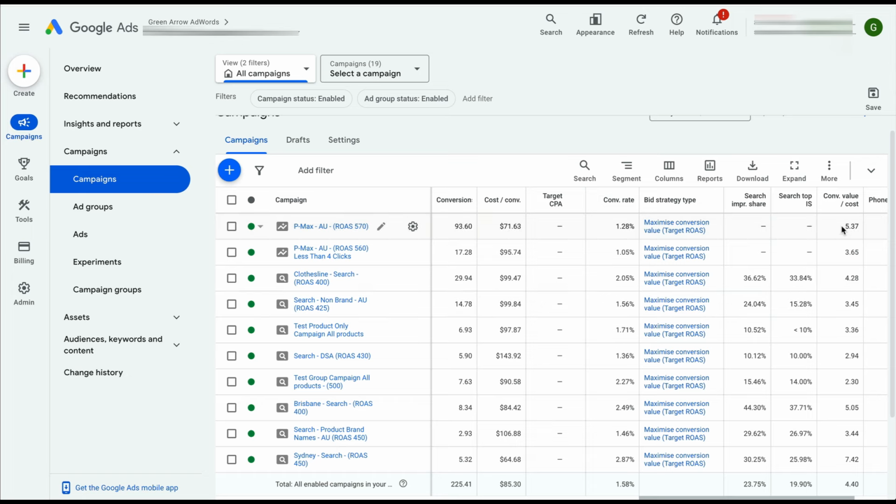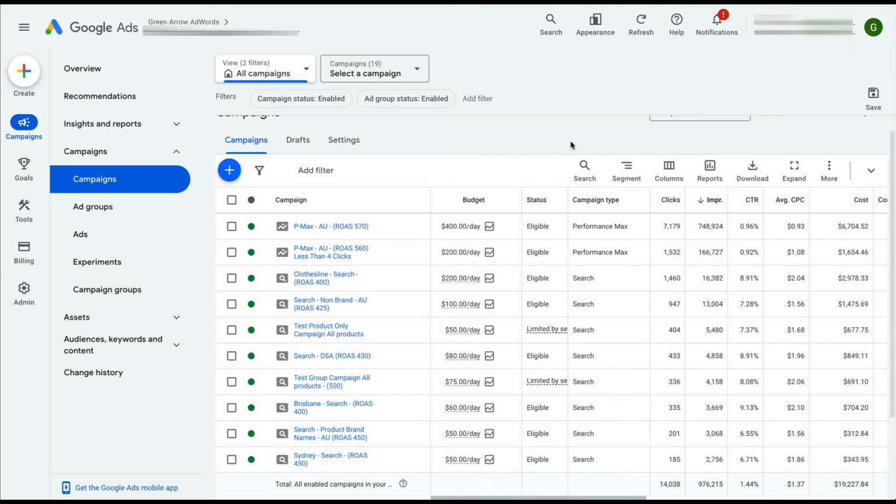And amazingly, the ROAS of our Performance Max campaign is actually one of the best performing, compared to this one down here, but that one doesn't get nearly as much volume. So our Performance Max is actually working the best here, and it has the highest number of conversions with the highest ROAS. Honestly, this is quite rare for me to see. And of course, our search campaigns are yielding quite a good ROAS as well, and they are kind of on par with the other Performance Max campaign.